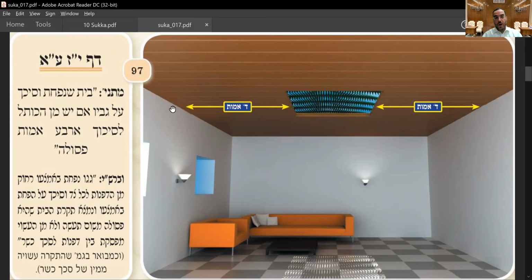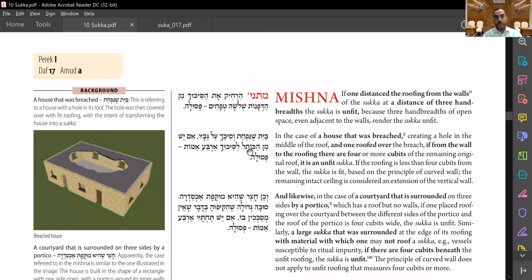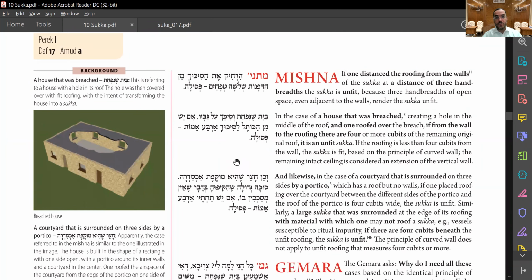We'll see why. It seems the basic reason is because of dofen akuma. We can imagine as if the wall bends over. So this is all part of the wall, which still would mean you can't sit under it, but it's okay. The sechach is still adjacent to the wall, so that is kasher. That's case number 1 of sechach pasul.